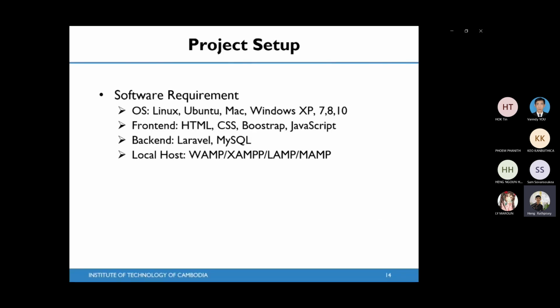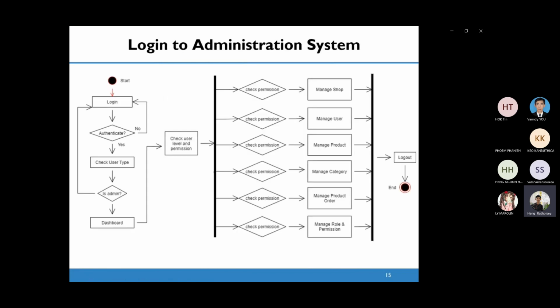For the implementation, the software requirement in the project: we need Linux, Ubuntu, Mac, or Windows. For the front end, we need HTML, CSS, Bootstrap, JavaScript. For the back end, we have Laravel, MySQL. For local hosting, WAMP, SAMP, LAMP, and MAMP.